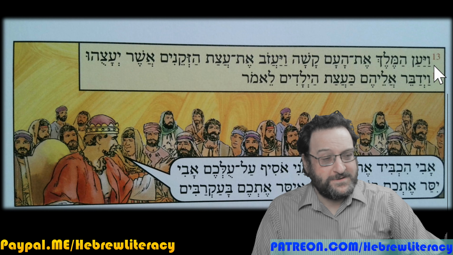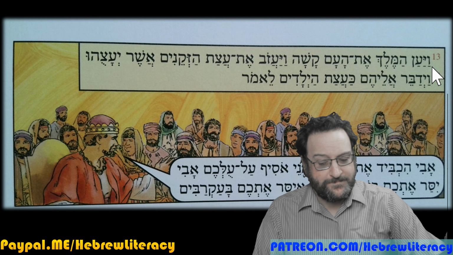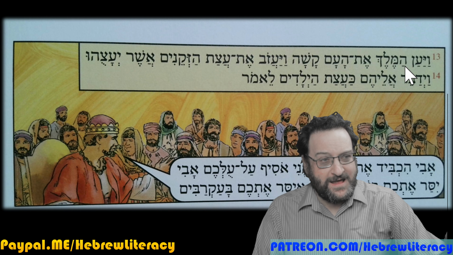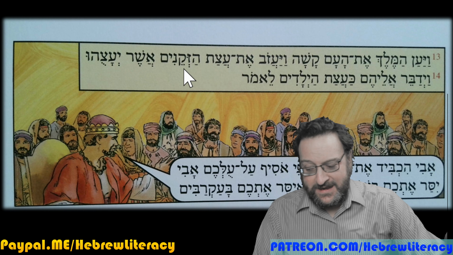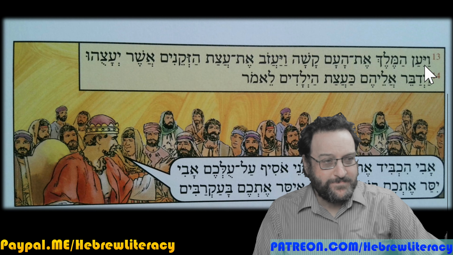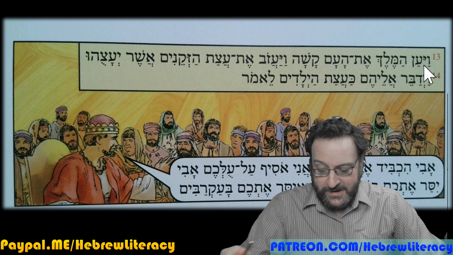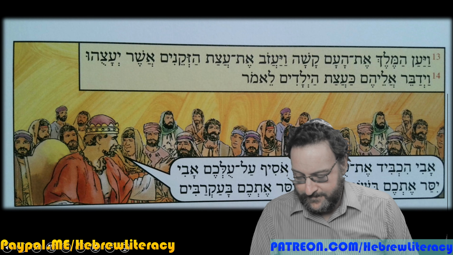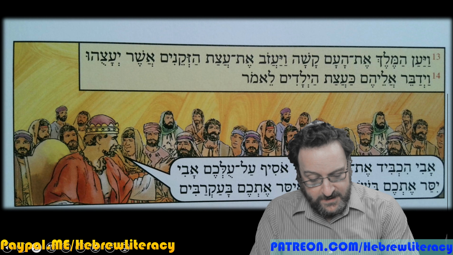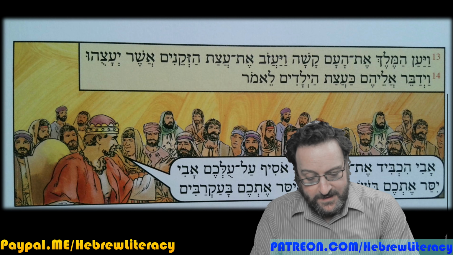This is verse 13, and it says, Vaya'an hamelech et ha'am kasha, vaya'azov et atzat hazekenim. Vaya'an. So what is this word? We know this word. This is the word Anna.